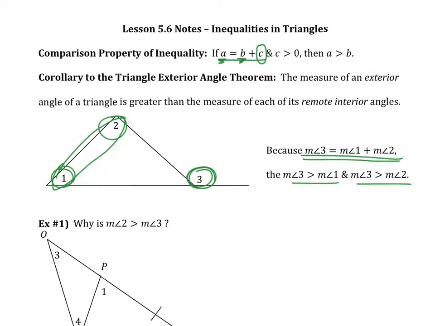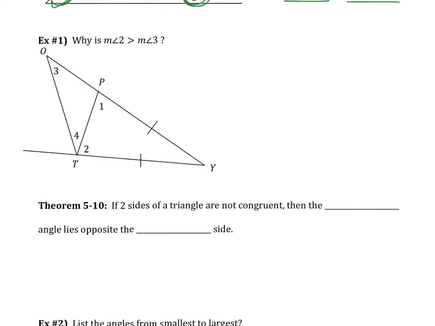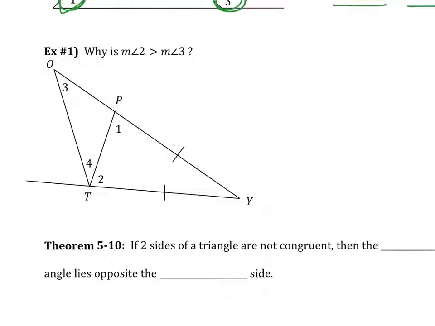So with that idea, they're going to give you a picture, and we don't do a ton with this idea, but I want you to understand what is going on with this picture. They're going to give you a picture that looks like this and ask you, why is the measure of angle 2 greater than the measure of angle 3? And you can't just say, well, it looks like it is. There's reason, based on the markings that you see in this picture. So tell me something you know about this picture.